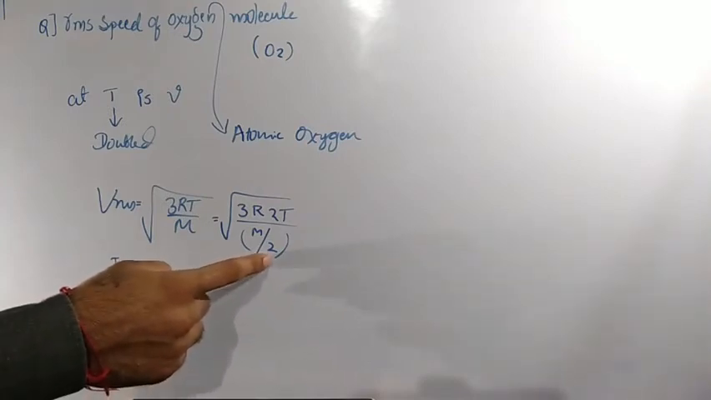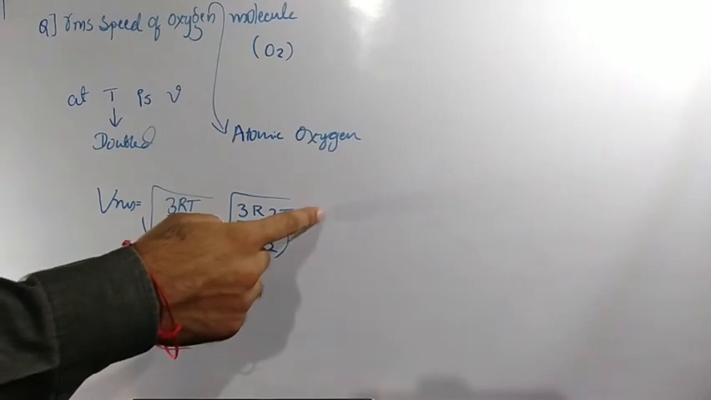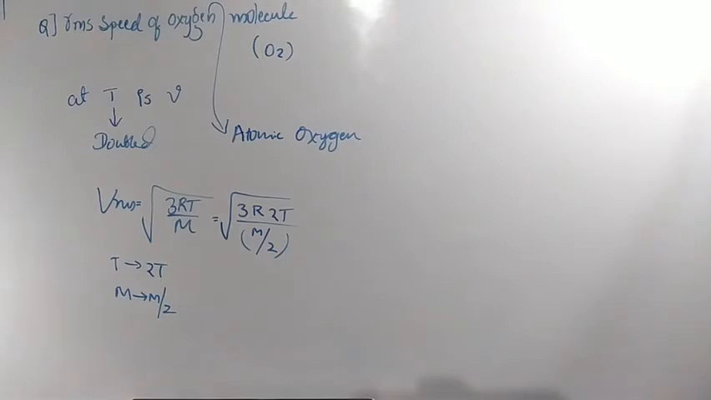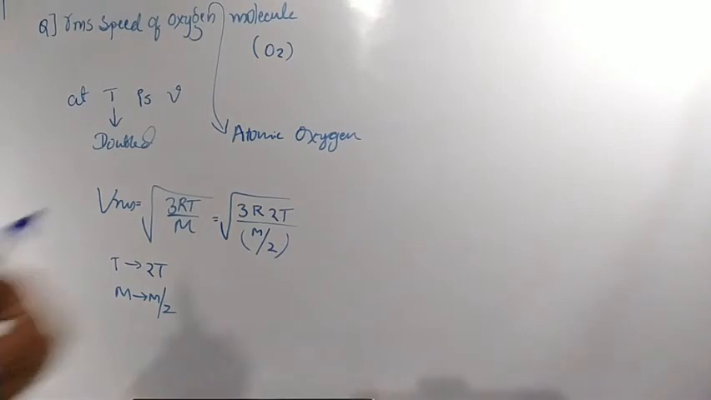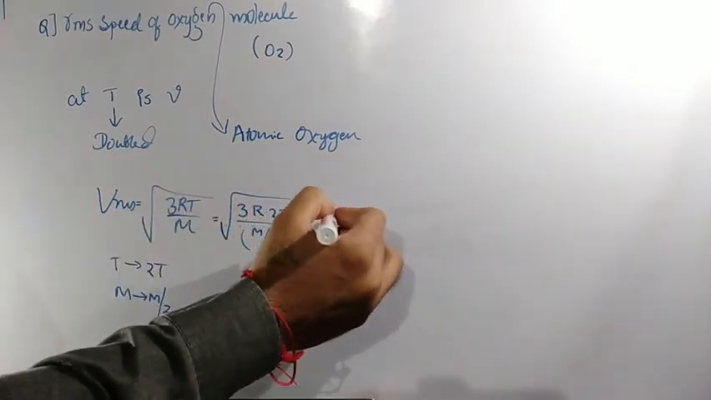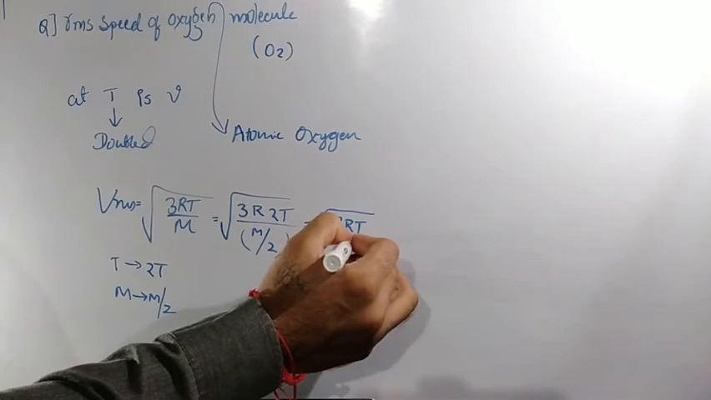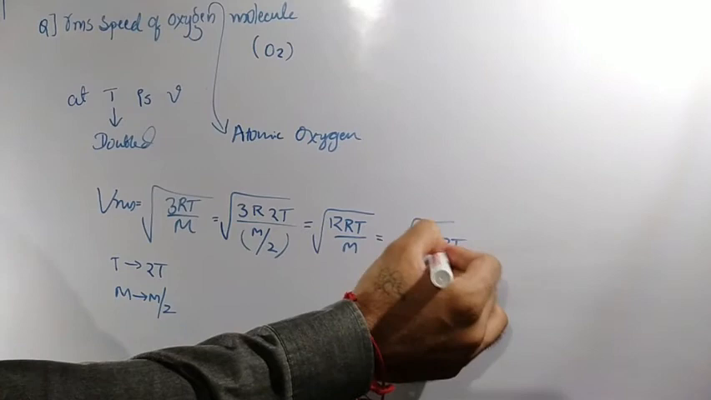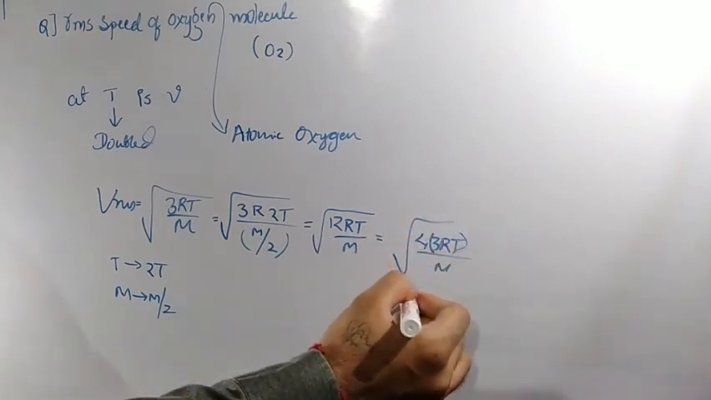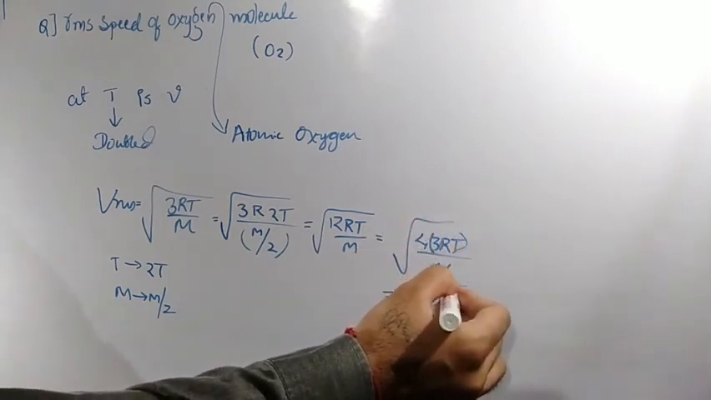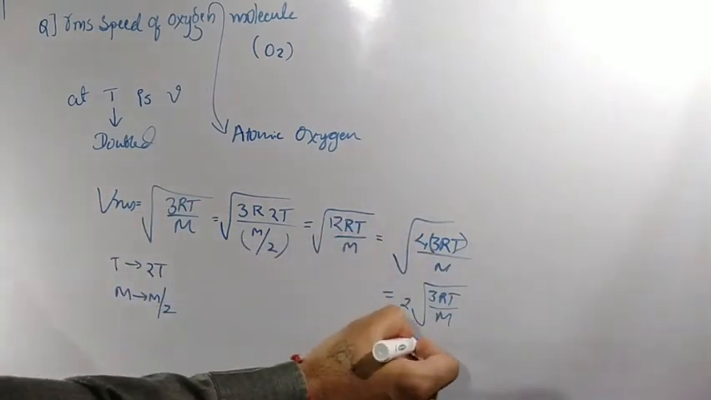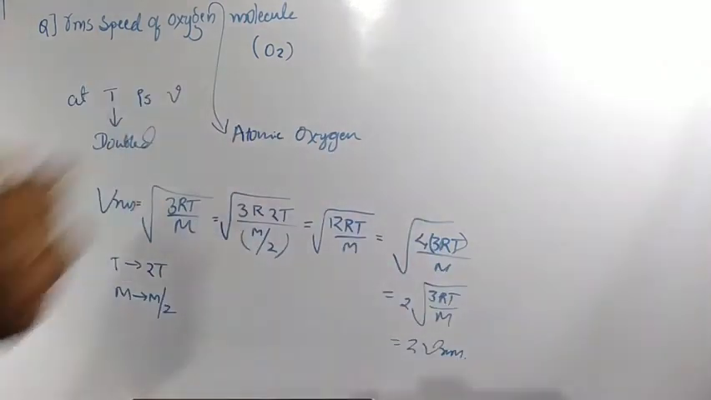Now here, the denominator will come to the numerator: 2 into 2 into 3. 2 2s are 4, 4 3s are 12. 12RT divided by M. Correct? This value is nothing but what? 12RT divided by M. Or 12 can be written as 4 into 3RT divided by M. 4 we can take outside the root, 2 times the root of 3RT by M. 3RT by M is the thing, but what? VRMS. That's why it will become 2 times VRMS.